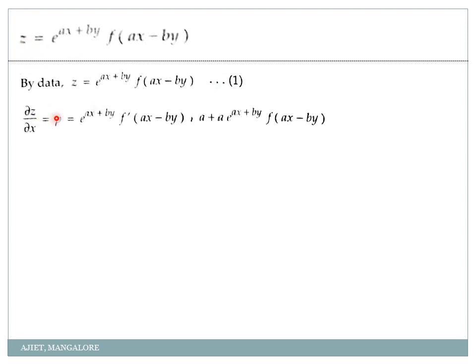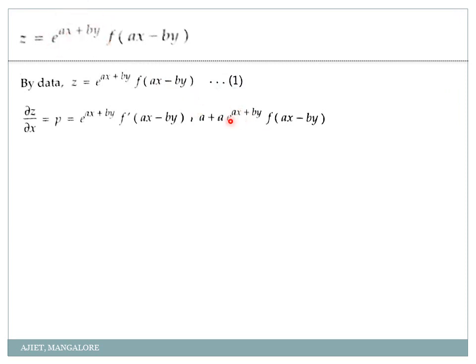So dou z by dou x, I am giving the notation as p, is equal to, see here, x is there here as well as here. Am I right? So what I have to do, it's a product of two functions, so I have to go for the product rule. I have kept e power ax plus by as it is. Differentiation of f is f dash of ax minus by into differentiation of ax, which is a, plus f of ax minus by, which I have kept as it is, that is the second function as it is. I am differentiating my first function.